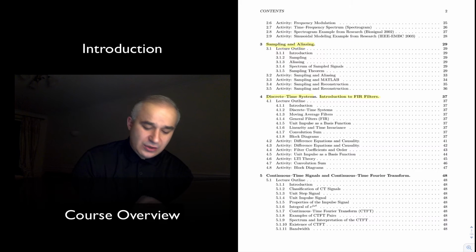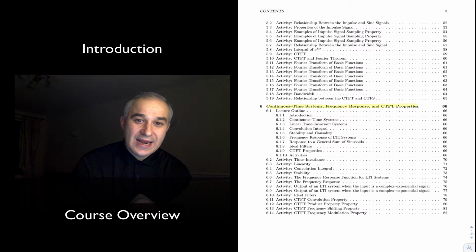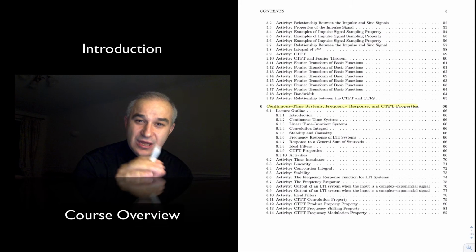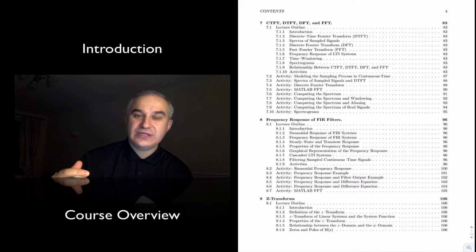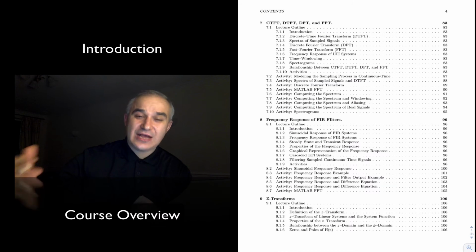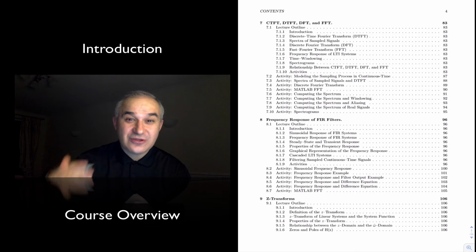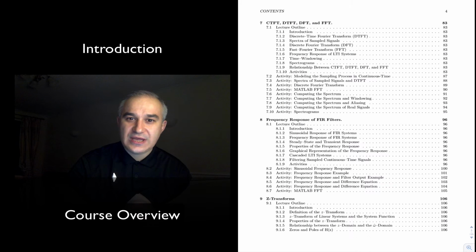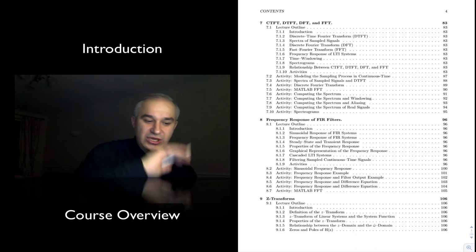We will then go over the continuous time Fourier transform to analyze continuous time signals, and the continuous time Fourier transform to analyze continuous time systems and look at their frequency response. And we are doing this not so much because we are interested in the spectrum of continuous time signals and continuous time systems, but as the foundation to derive the discrete time Fourier transform and to understand the relationship between the discrete time Fourier transform, the digital Fourier transform, the fast Fourier transform, and the continuous time Fourier transform.